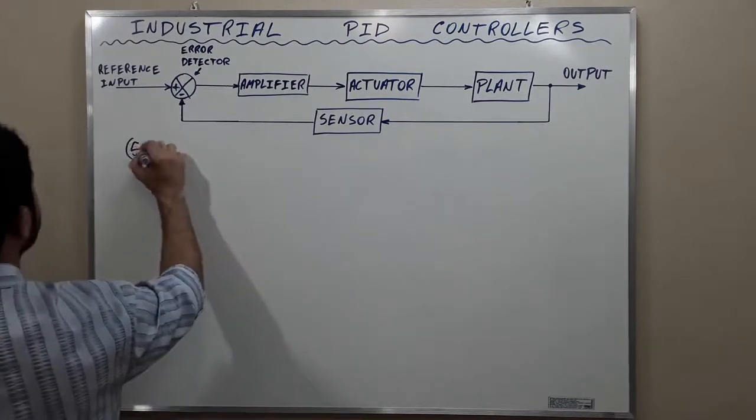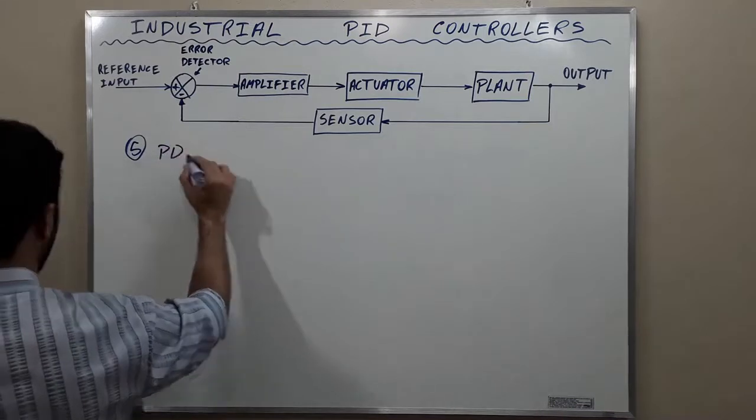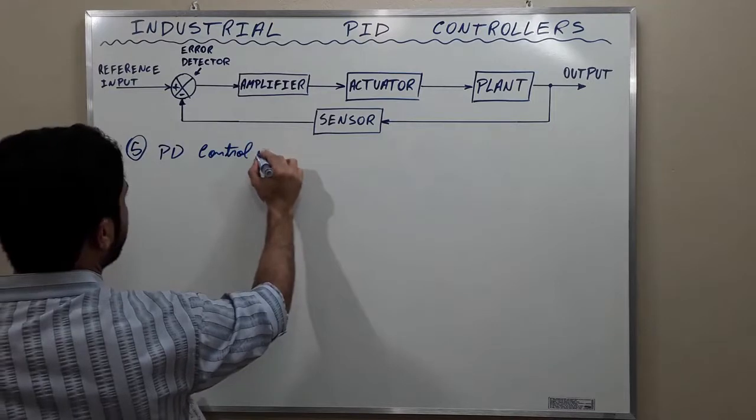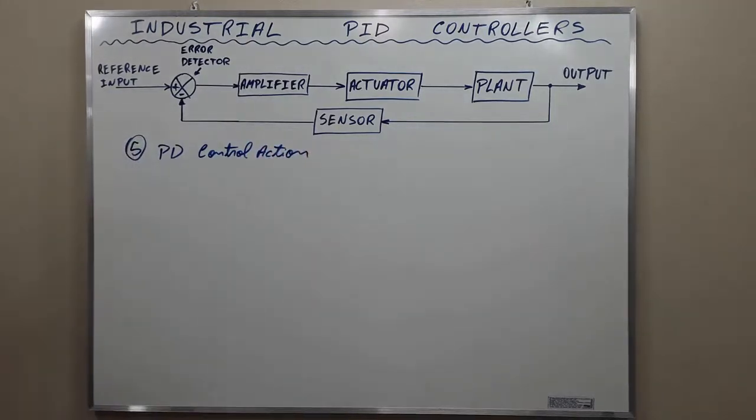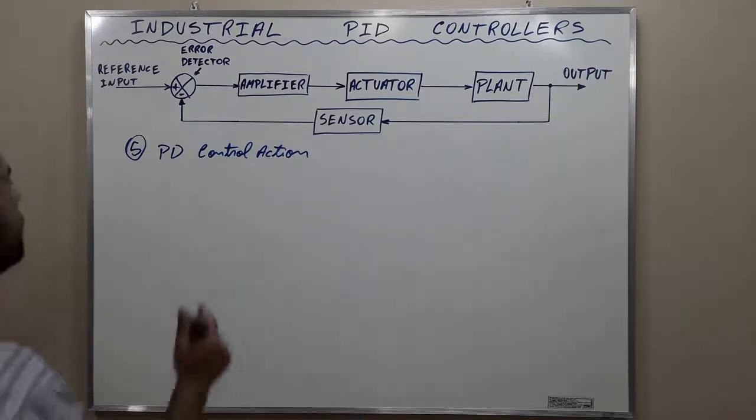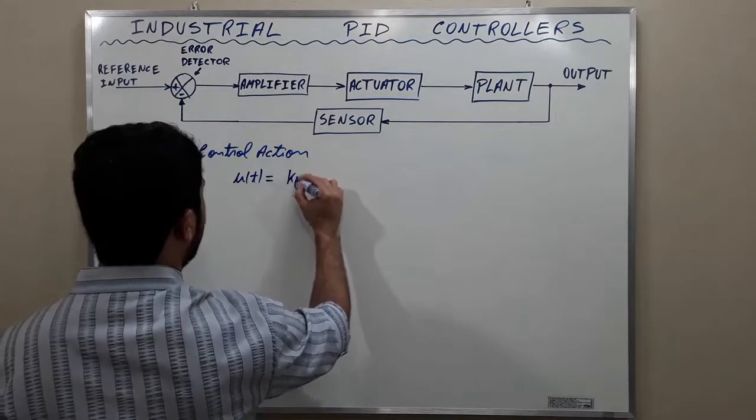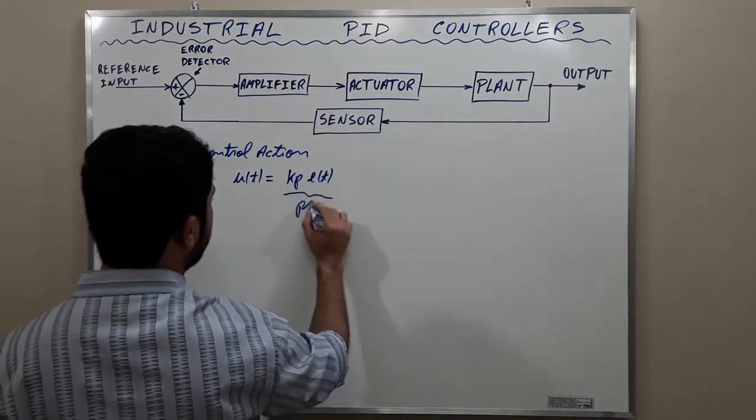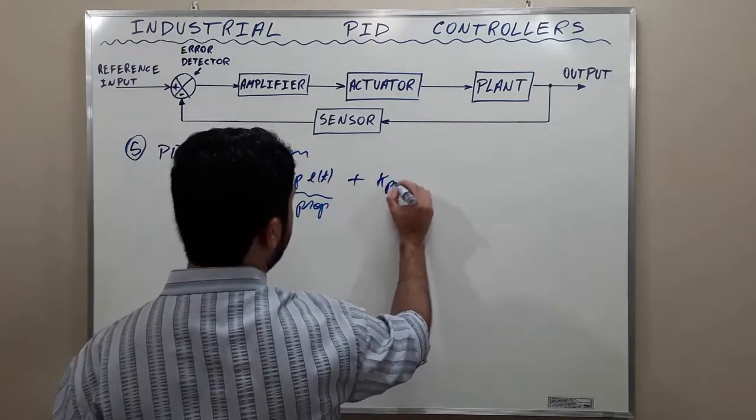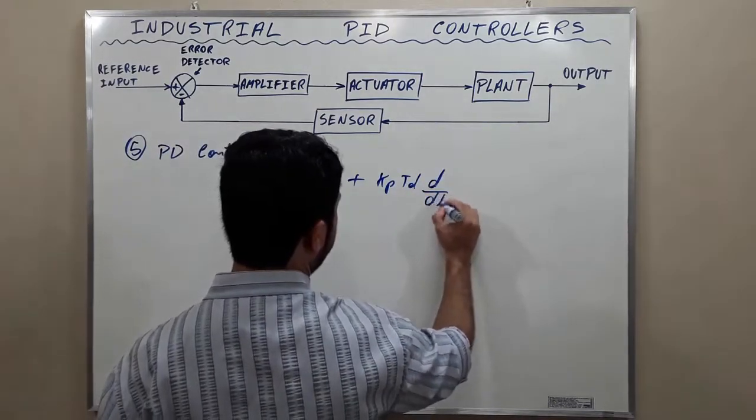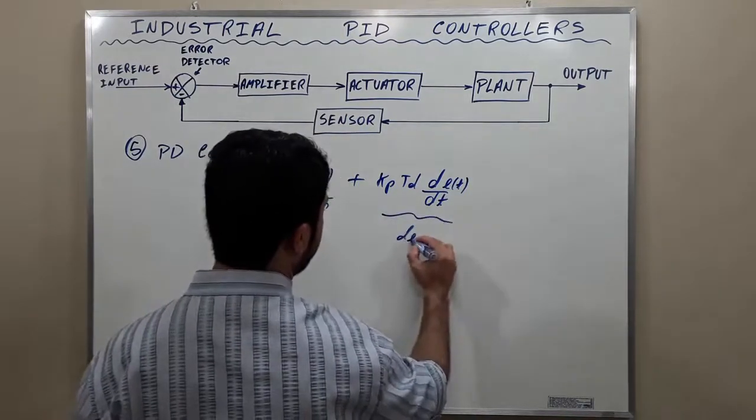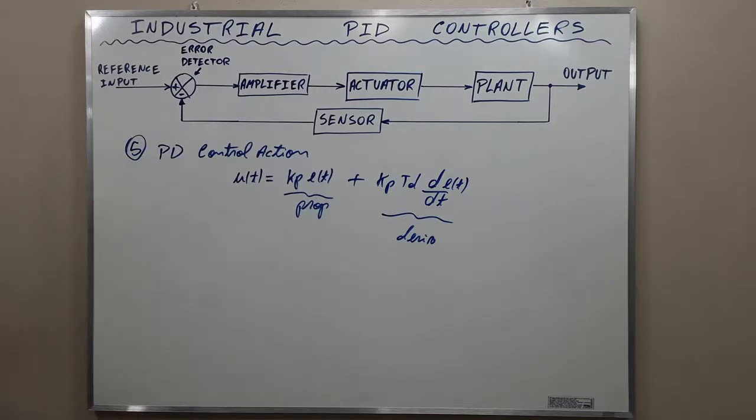Number 5, PD control action. Proportional plus derivative control action. The control action of a proportional plus derivative controller is defined by the following equation. The output is related to the actuating error signal by Kp E of t, this is the proportional, plus Kp times Td times the derivative with respect to time of E of t. And this is the derivative. Okay? We are combining the proportional control action with the derivative control action.